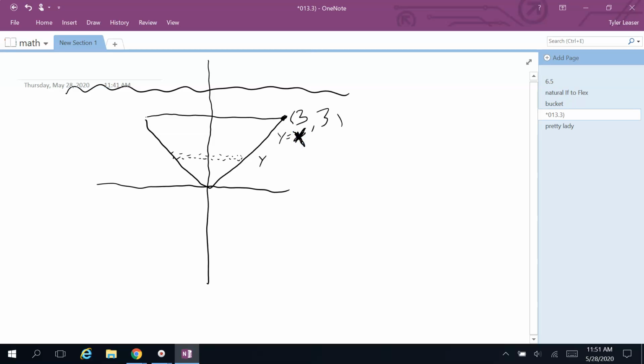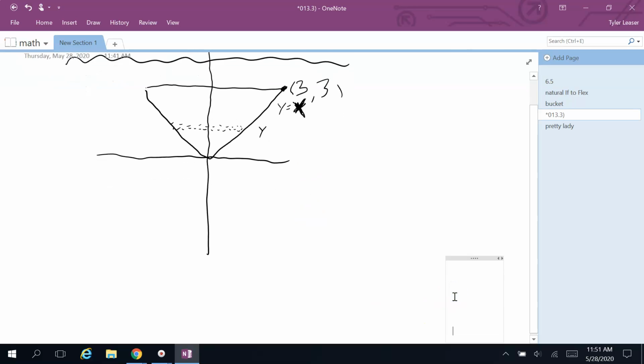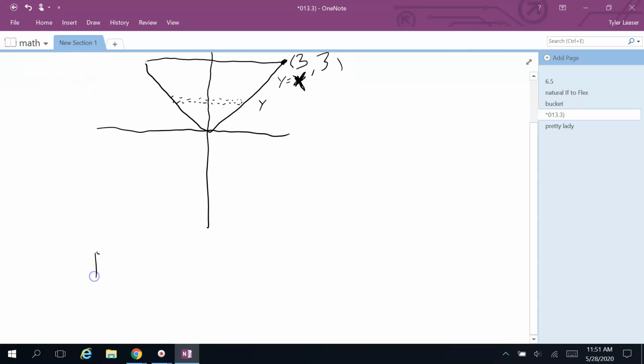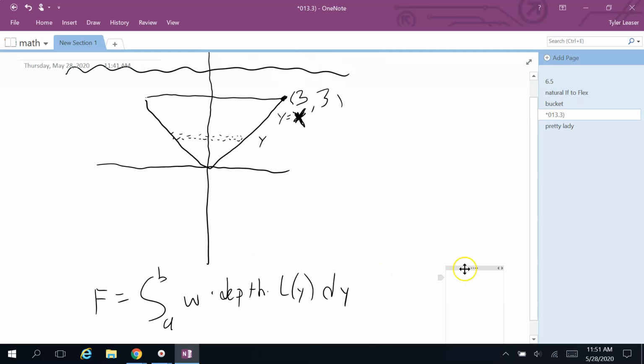Okay, great. So from the formula, I'm just going to write the formula down over here. Remember that the total force that's being applied on the side of this object was the integral from A to B, the density of the liquid, the depth of each of the strips, times the length of each of the strips as a function of y, dy. So we need to find the depth here and the length. We'll do the depth first.